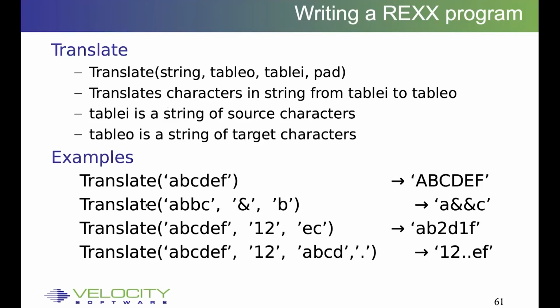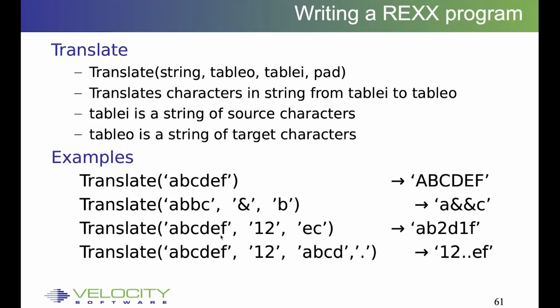The next translate function, here we have the input ABBC. The input table is just a single character, a lowercase b. The output table is an ampersand. What this is going to do is translate all the b's to ampersands in the entire string, and that's exactly what the output looks like. The 2 b's in the middle are translated to ampersands.